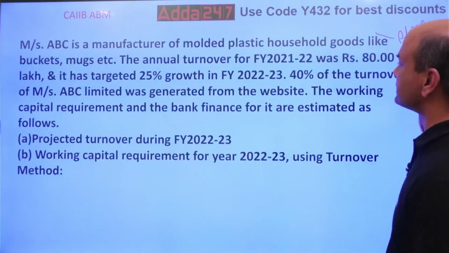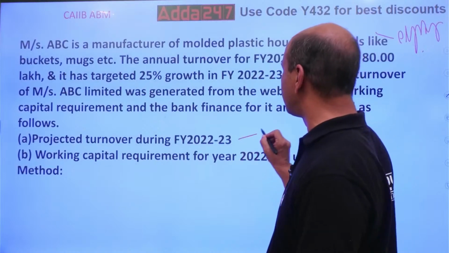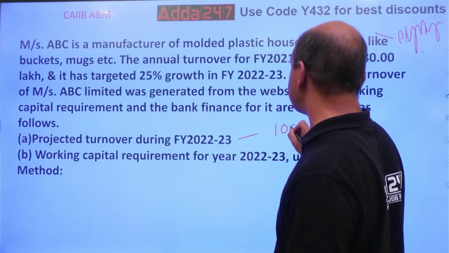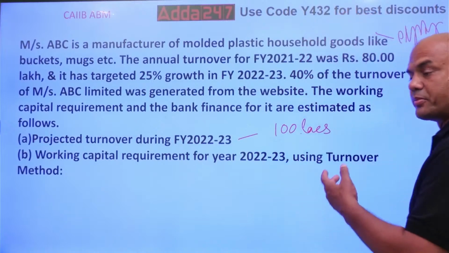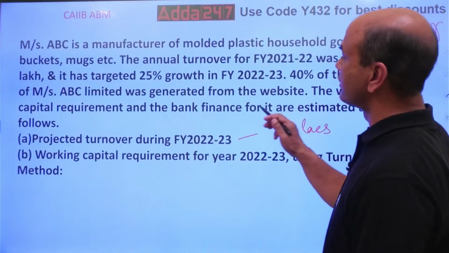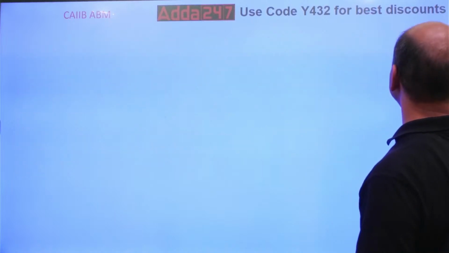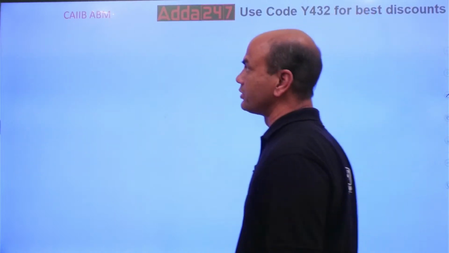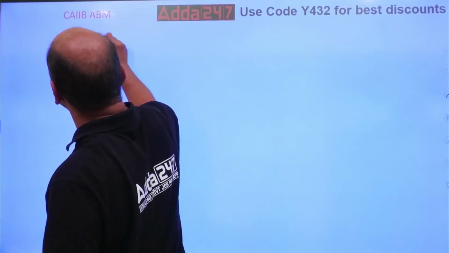In this problem, you see the projected turnover. What did we get? It was 100 lakhs, correct? So this is my projected turnover. So out of this now, 40% of the turnover will be generated through the website. So 40% through the website. So let's find out now. Firstly, let's see projected. Everything is for projected. Firstly, remember this, projected.